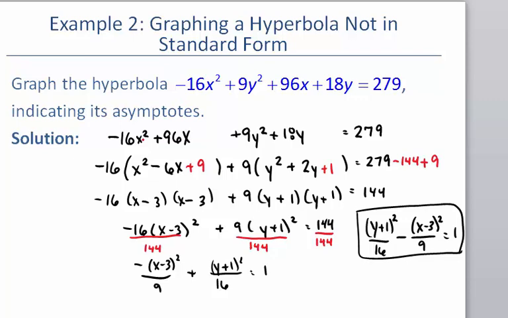Now, the next thing that we need to do is we need to determine basically the turn of the hyperbola, the center, and the vertices. So let's get started with some of that. I'm going to make some room here.